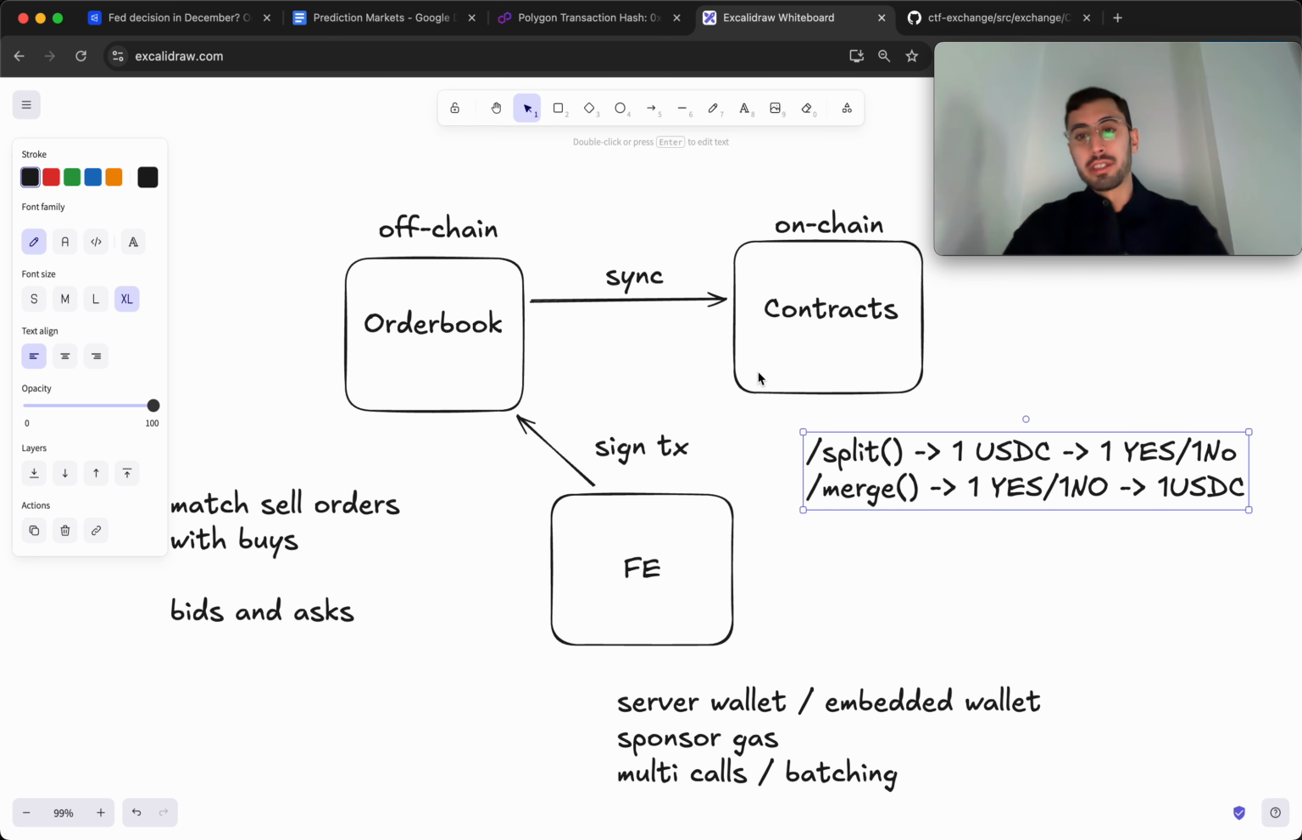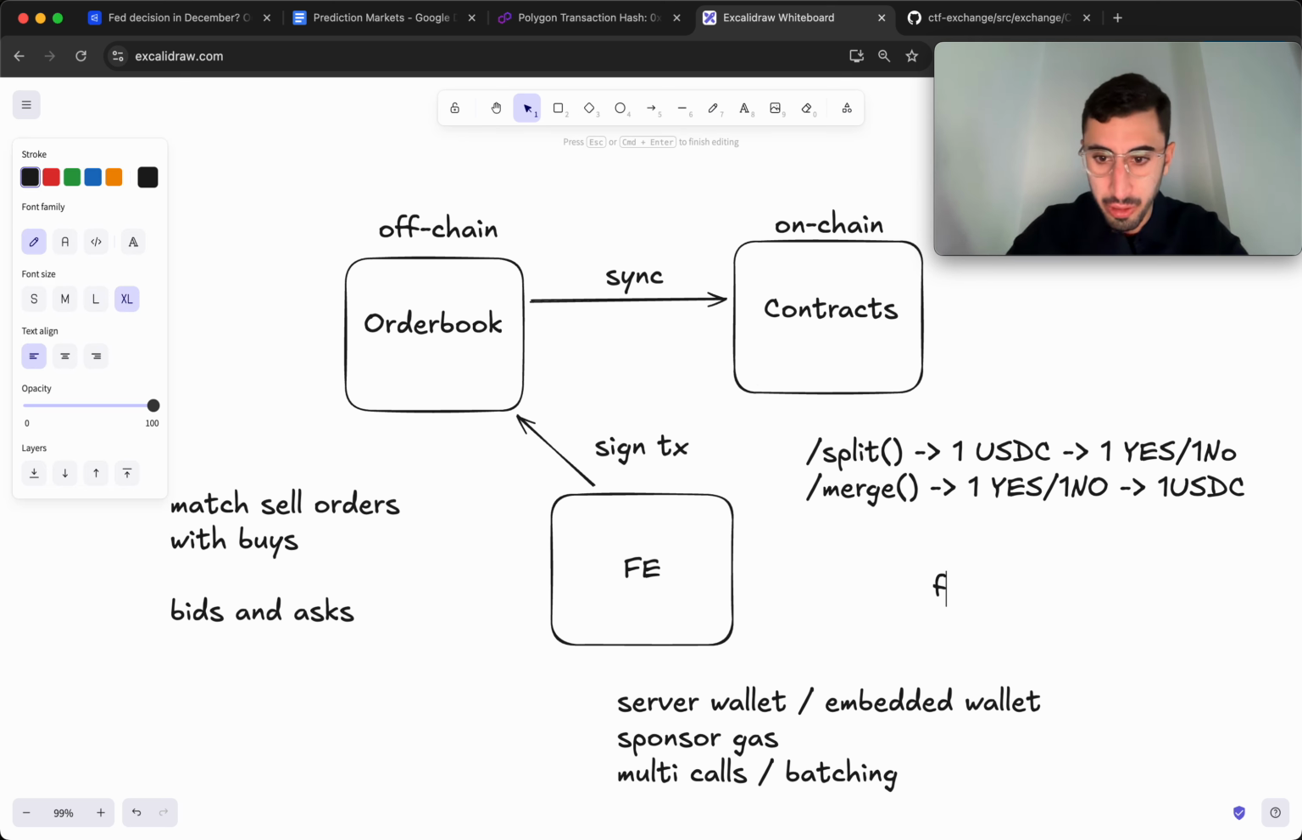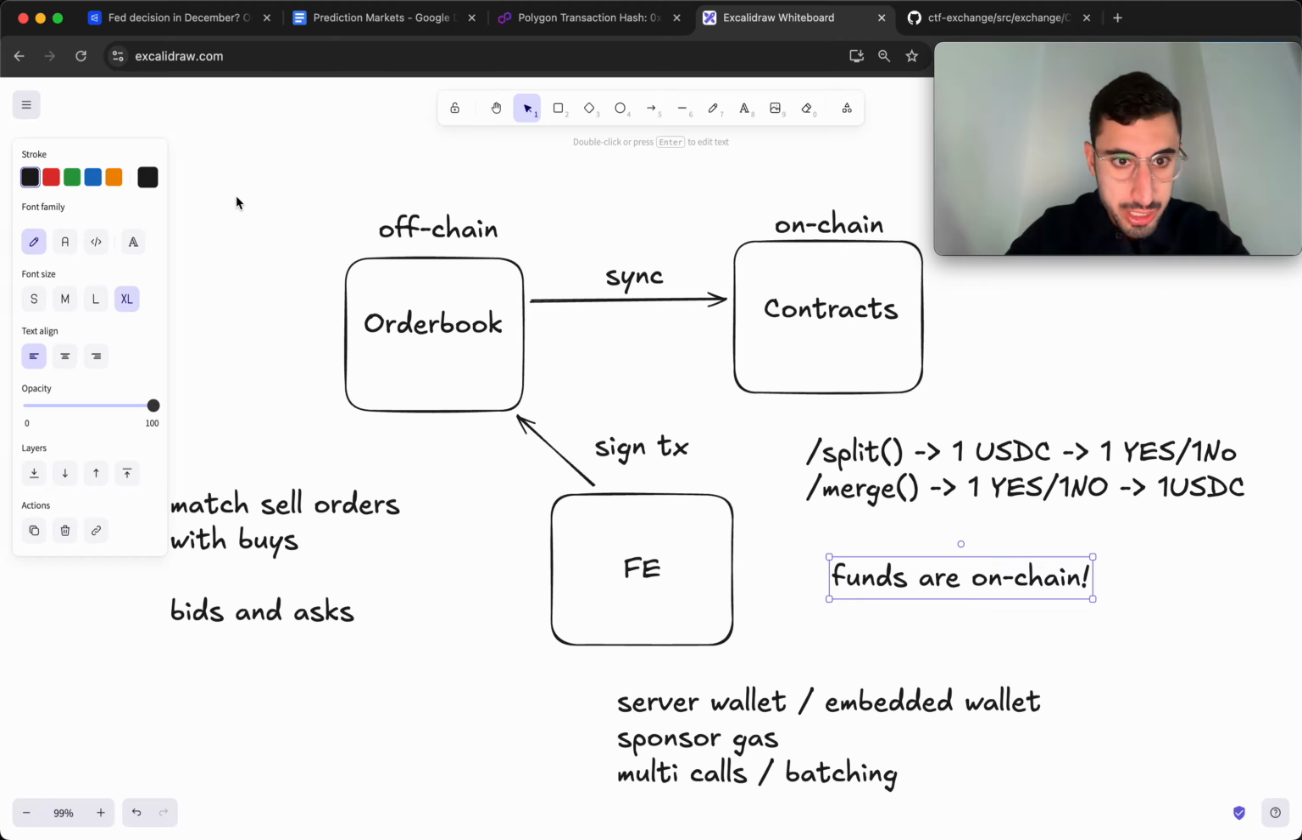Okay, so where does this get interesting? Polymarket cannot take your funds. Your funds are on chain, but they could censor your trades.